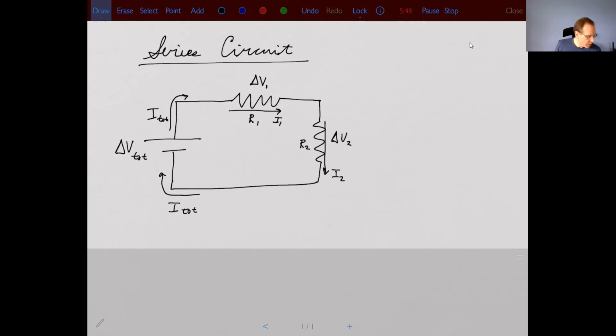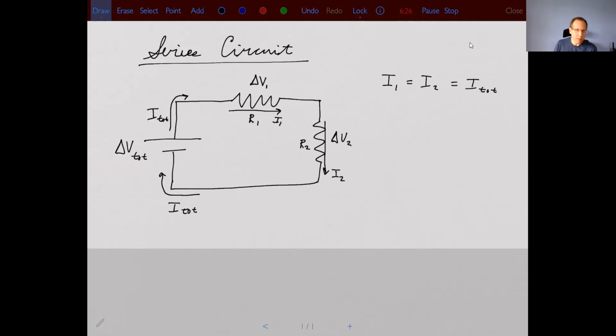Okay, so what's true about a series circuit? It turns out that since charge is conserved, the current must be exactly the same through both of those resistors, right? So for a series circuit, I1 is equal to I2 is equal to I total. The current stays the same. There's just one current that goes through all those circuit elements. So the current remains the same.